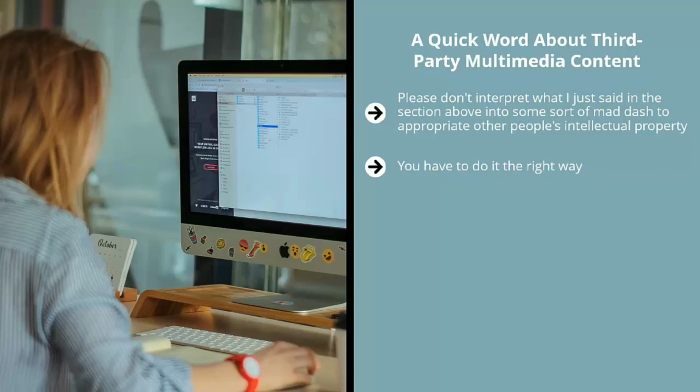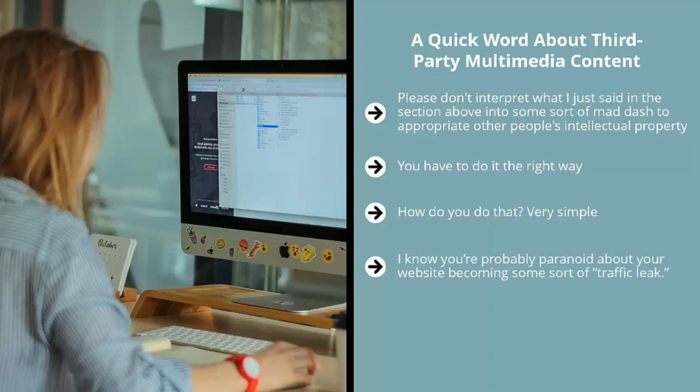Whether you're using infographics from Pinterest, videos from YouTube, explanatory photos from Pinterest or Instagram, you have to respect the rights of the owners or creators of this content. How do you do that? Very simple. Give them attribution and link to them.